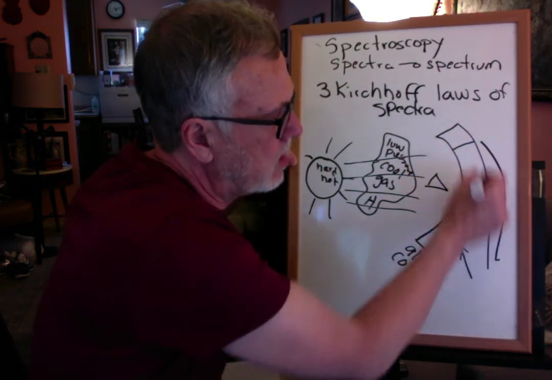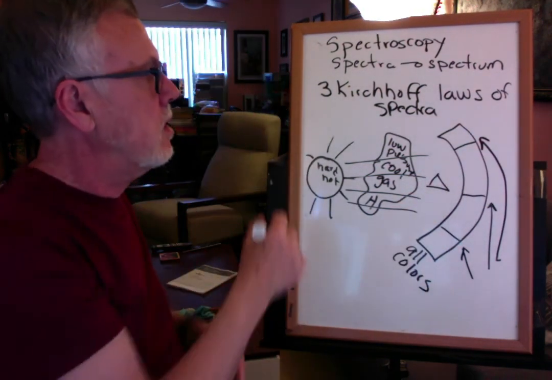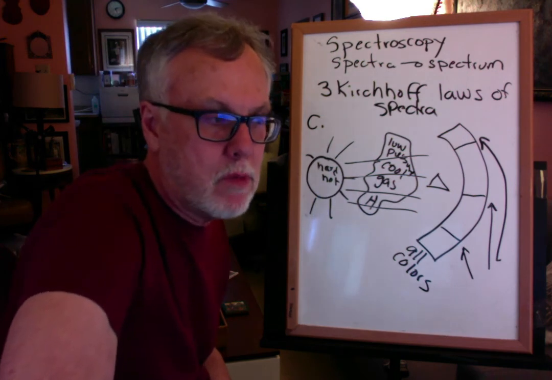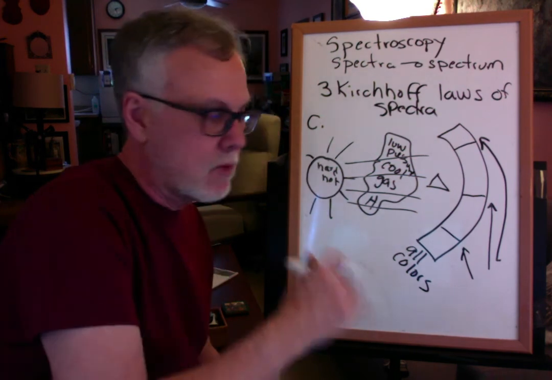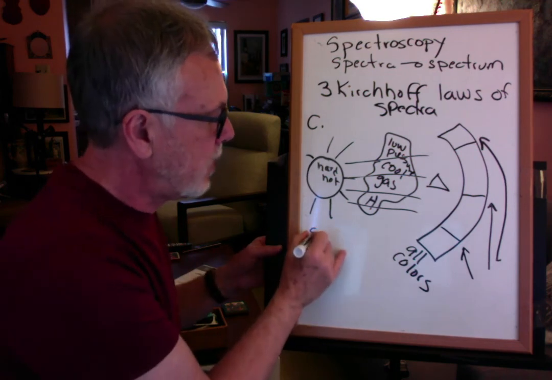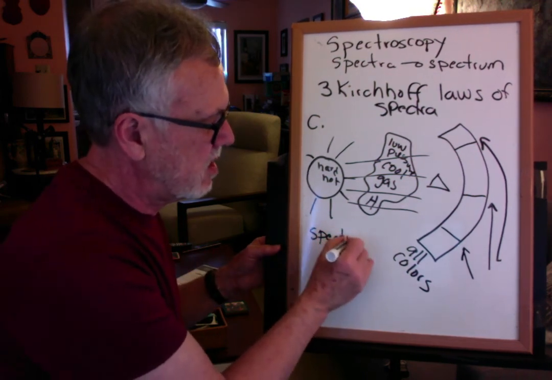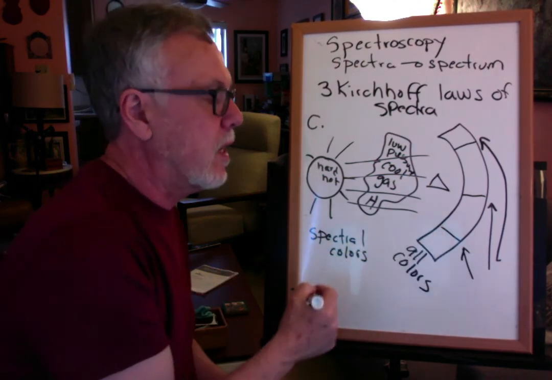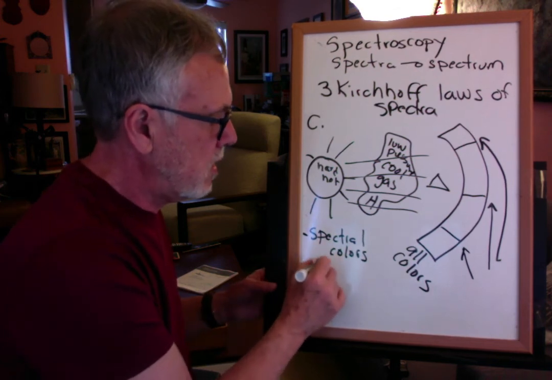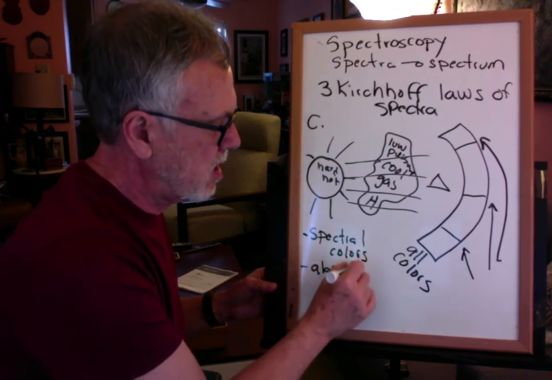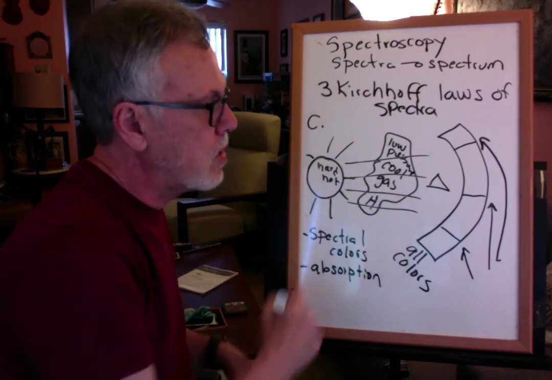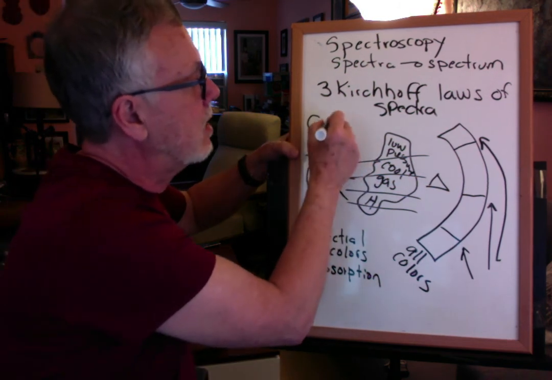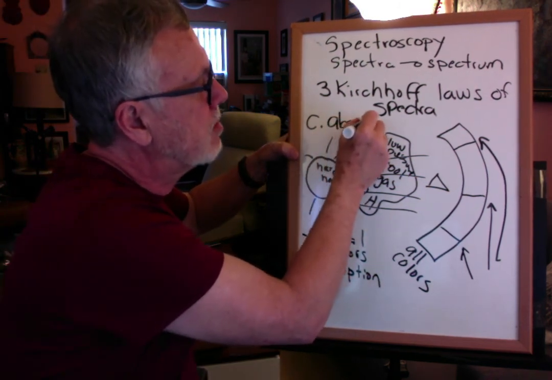Now remember what we said on the second type of spectra, the emission spectra, we saw lines of color. And so those are known as spectral lines, those lines of color. These are absorption lines, meaning that light's been absorbed by the cool gas coming from the hard object. And so this type of spectrum is known as an absorption spectrum, just light's being absorbed.